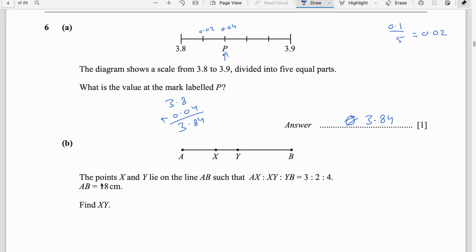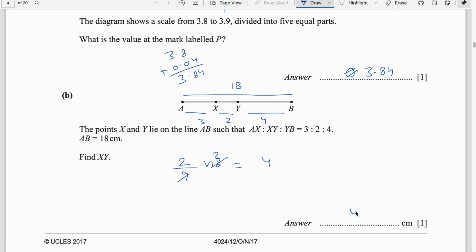B part. The points X and Y lie on the line AB such that the ratio AX to XY to YB is 3, 2 and 4. If AB is equal to 18 cm, find XY. AB complete is 18. So XY is actually 2 out of all this: 2, 3, 4, 5, 6, 7, 8, 9 of 18. 1 times 2 times 2, 2 times is 4. So XY is 4 centimeters.